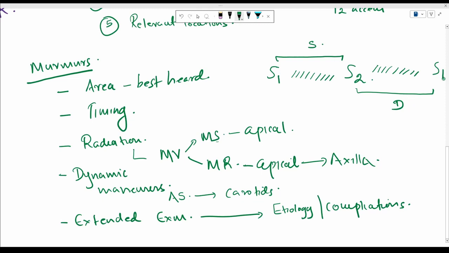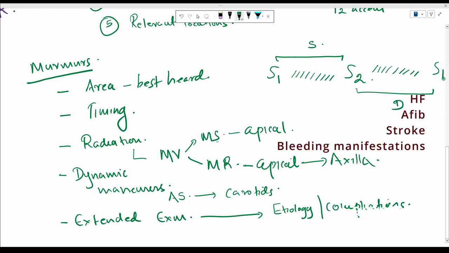And then finally, you have to see if there is hepatomegaly. Tender hepatomegaly can be evident in a congestive hepatopathy due to congestive heart failure, and that will show you the etiology and the complications.